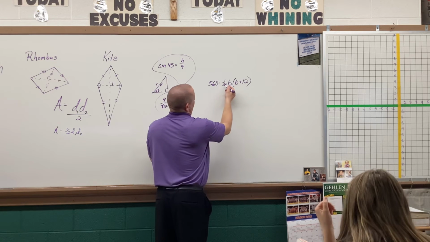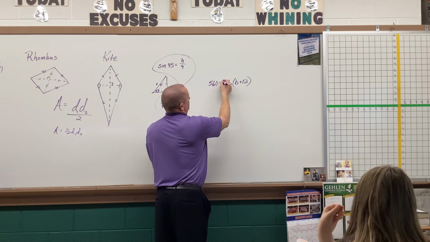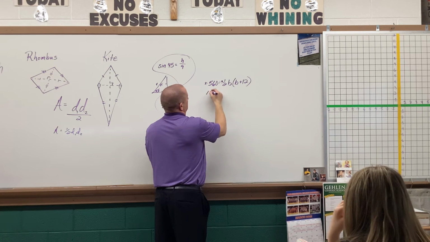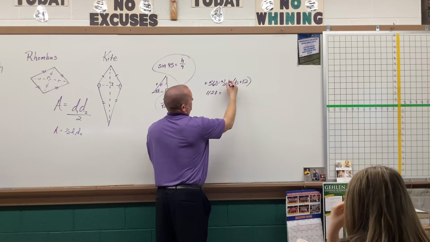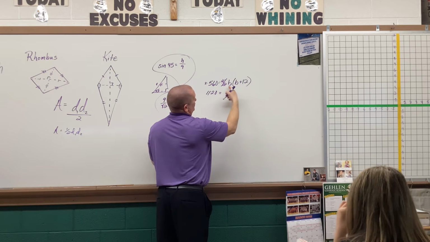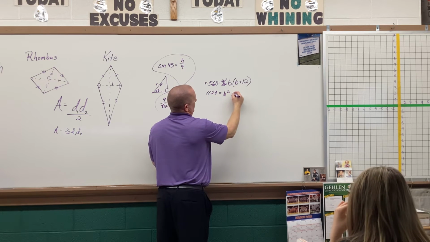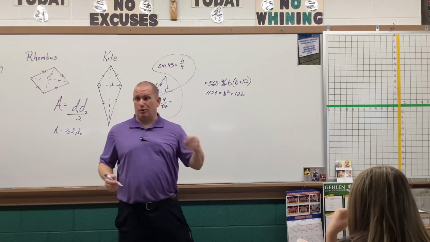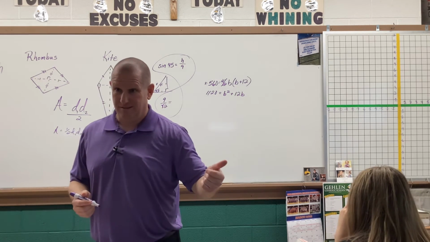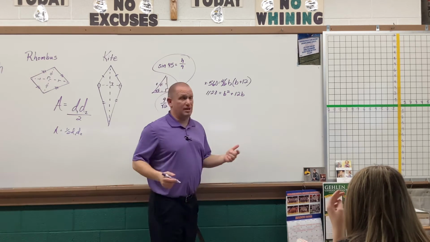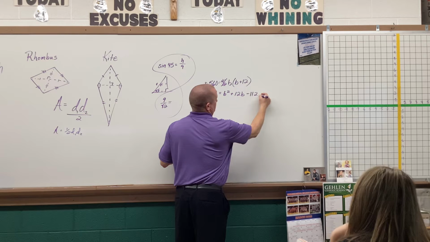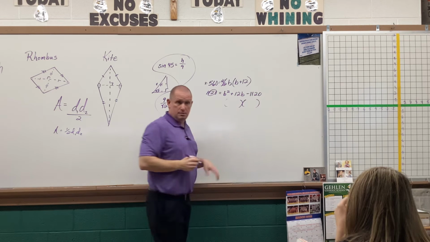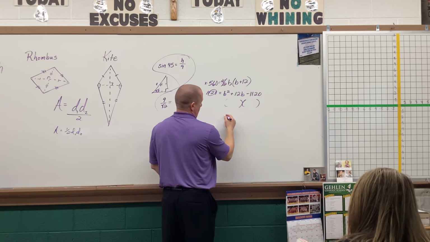So how do I get rid of this 1/2? I'm going to multiply by 2, right? I'm going to multiply by 2 on both sides. So 560 times 2, 1,120. And then what do I do with my B? I've got to distribute this B through there. So I get B squared plus 12B. So if I have B squared, what should automatically jump into our minds? I either have to do the quadratic formula or bring everything to one side, and I'm going to try to factor it. Okay? Or I do my quadratic formula.